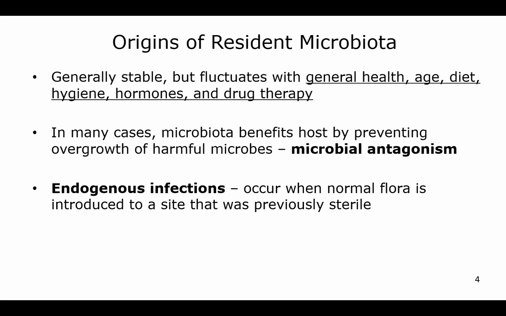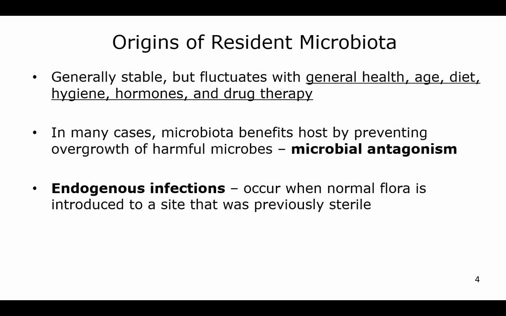We also need to realize that microbiota will often benefit the host by keeping harmful microbes from getting out of control. And we call this microbial antagonism. So believe it or not, our resident microbiota are known by our bodies, and therefore if some outside or transient microbe comes in and starts to get out of control in numbers, our normal resident biota will often antagonistically keep them in line or attempt to keep them in line.